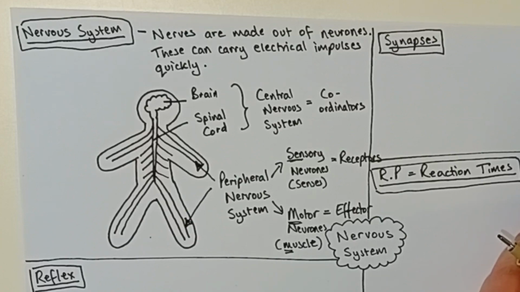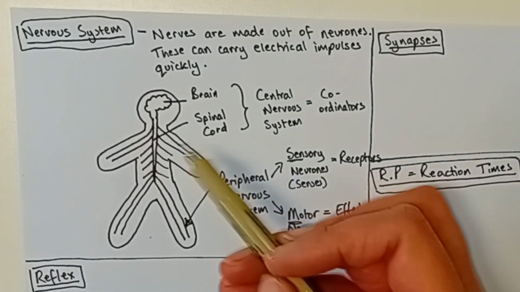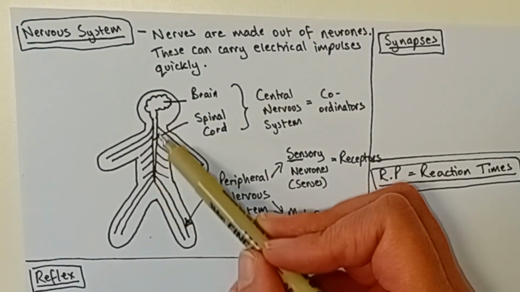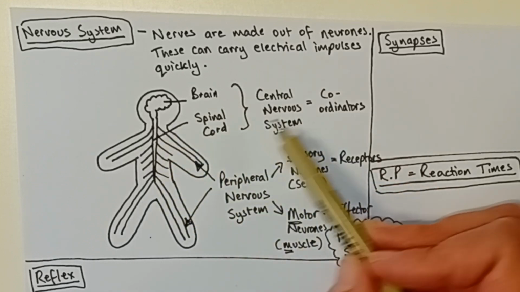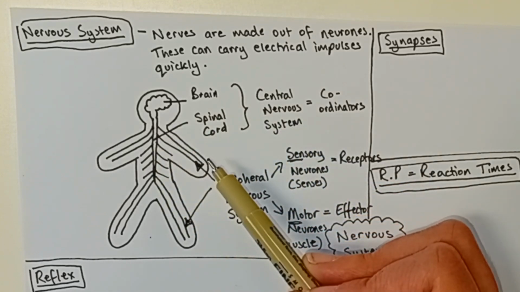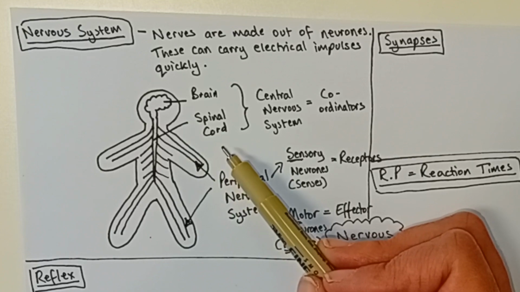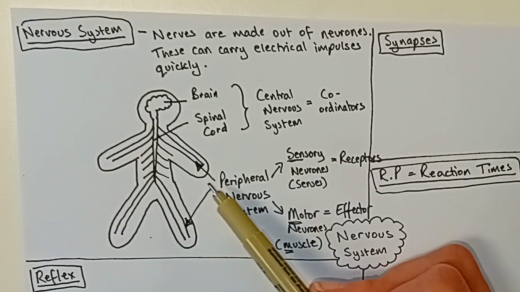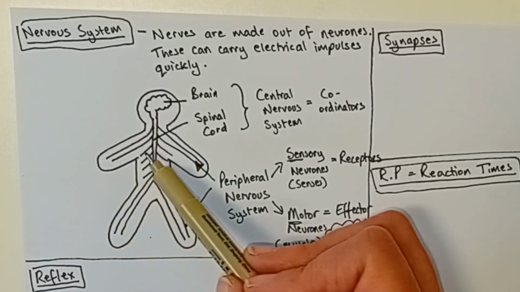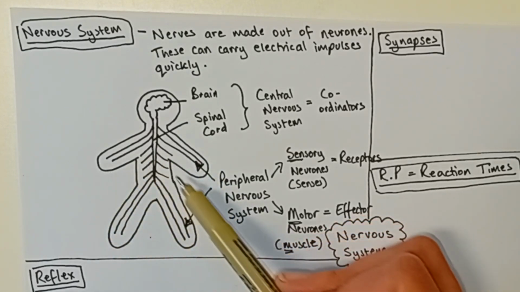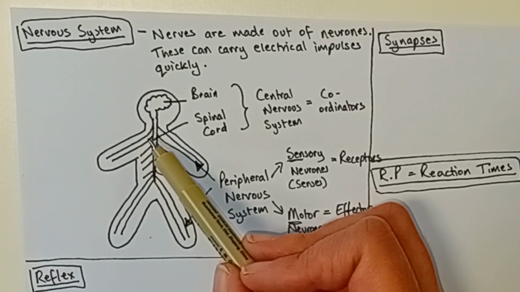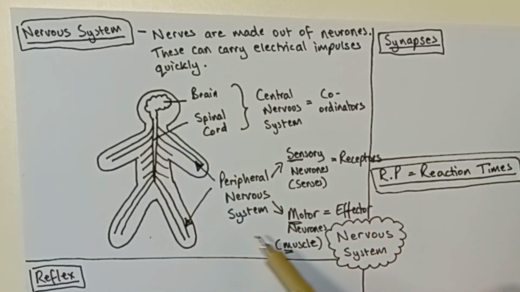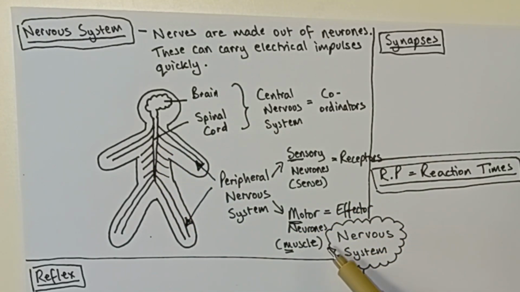So that's it, our summary of the nervous system. We've got the central nervous system, the brain and spinal cord working as coordinators, making decisions, taking the response from stimuli and sending impulses to effectors. And we've got the peripheral nervous system, which has long, thin neurons connecting receptors to the central nervous system, then back out again to effectors.